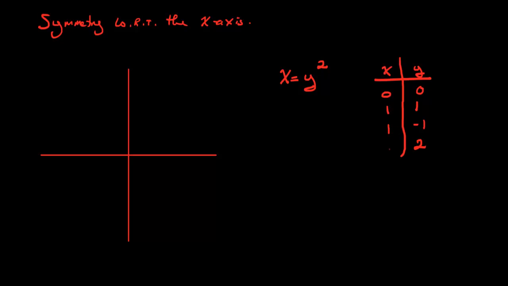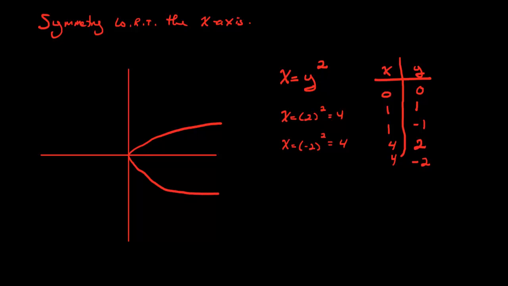So I let y be 2. Plugging this in, just so we can see, we would have x equals 2 squared, so x would equal 4. If I were to plug in negative 2, we would have x equals negative 2 squared, so that would also give me a value of positive 4. Ultimately, this graph is a picture of that same parabola we had before, but now it opens to the right.